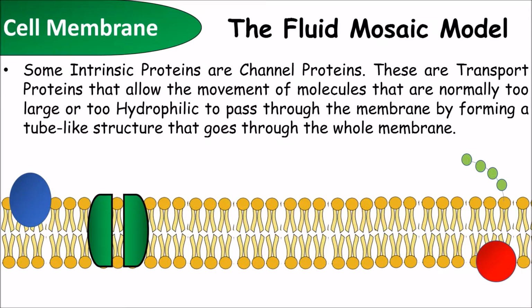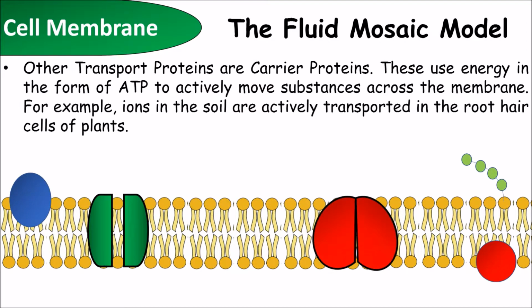Some intrinsic proteins are channel proteins. These are transport proteins that allow the movement of large molecules that would normally be too large to pass through the phospholipid bilayer. Other transport proteins are carrier proteins. These use energy in the form of ATP to actively move substances across the membrane.